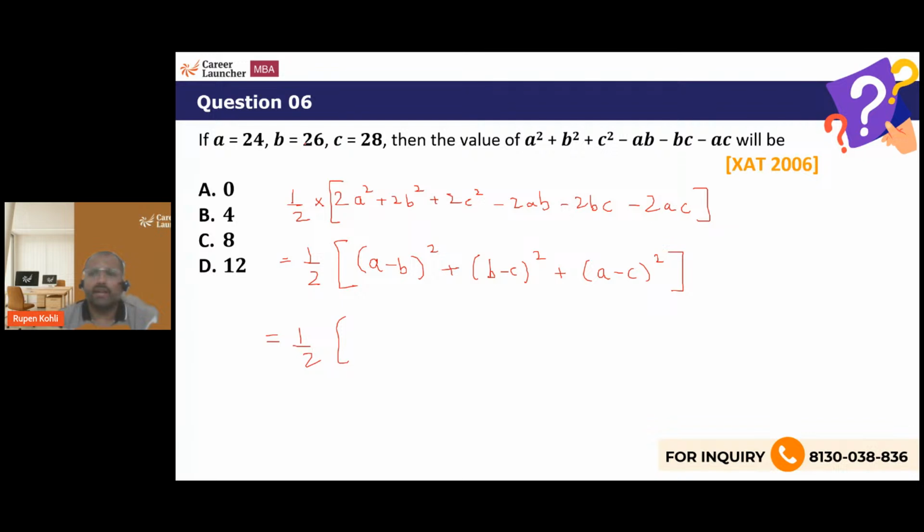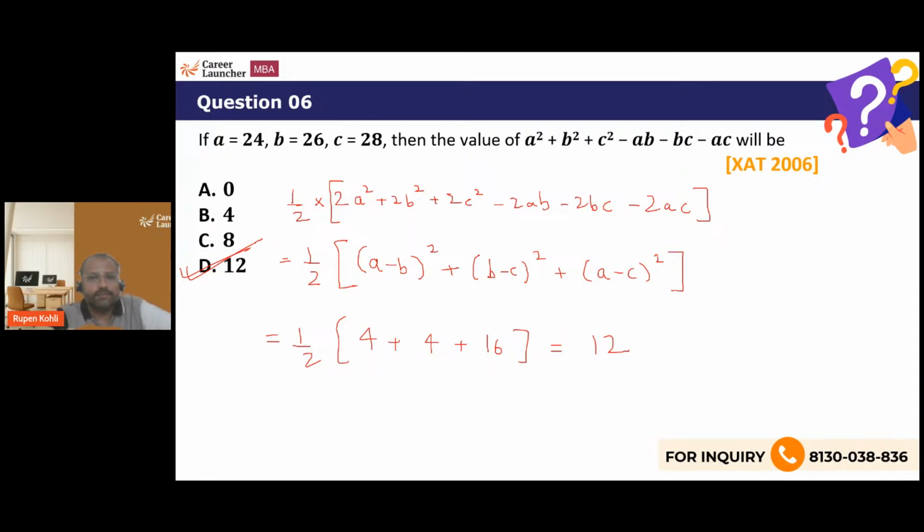Therefore my answer is just: a minus b is minus 2, whole square 4. B minus c is also minus 2, 26 minus 28, whole square 4. A minus c is minus 4, whole square 16. So 4, 4, 16, 8 and 16, 24 by 2, 12. Right? Option D. All right. Perfect.